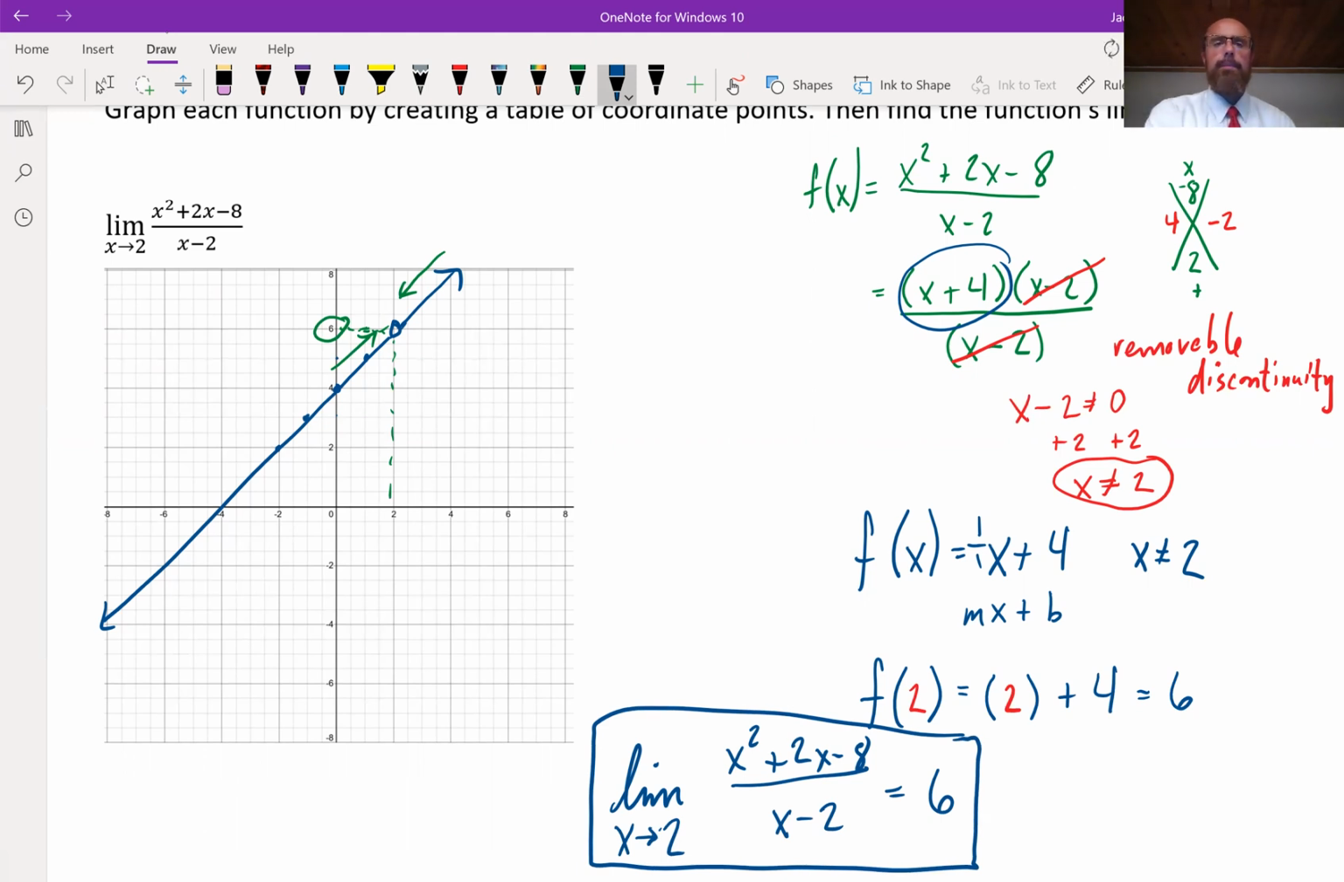So again, we kind of departed from our traditional coordinate table, but it's good to always remember, what other tools do I have in my mathematical tool bag that I could use to solve problems?